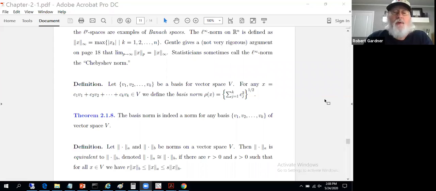All right, let's finish up this section 2.1. Next on the menu is the definition of a basis norm.